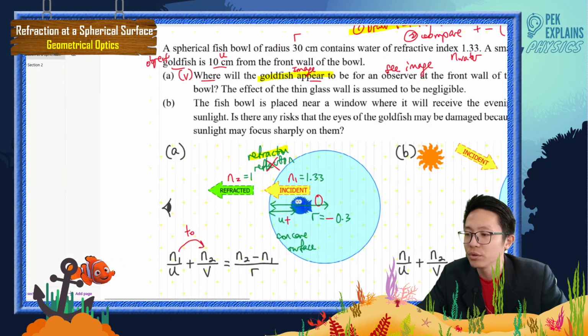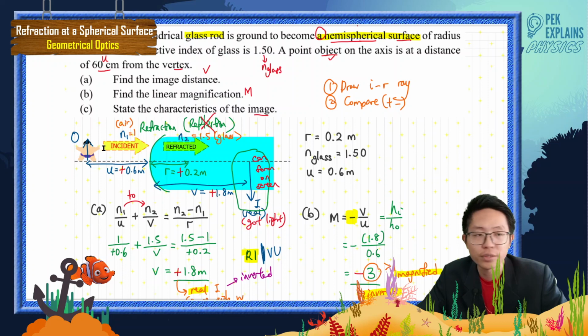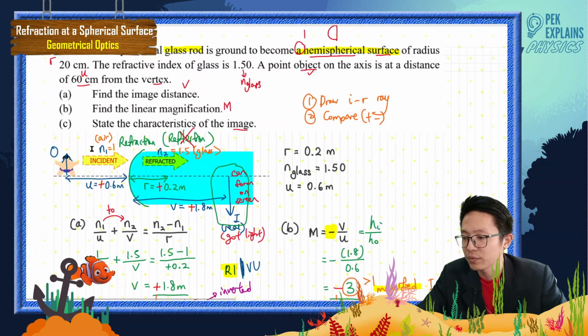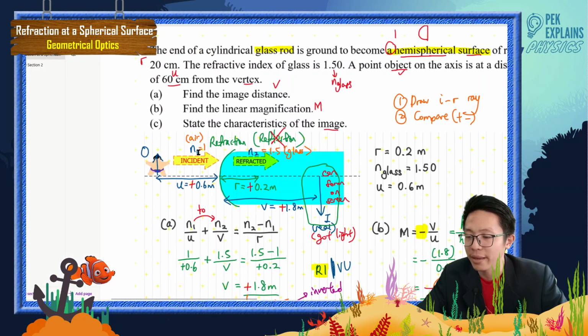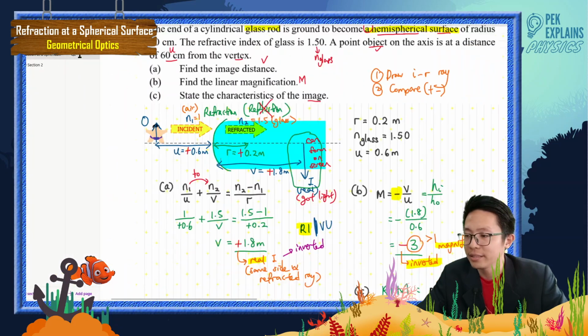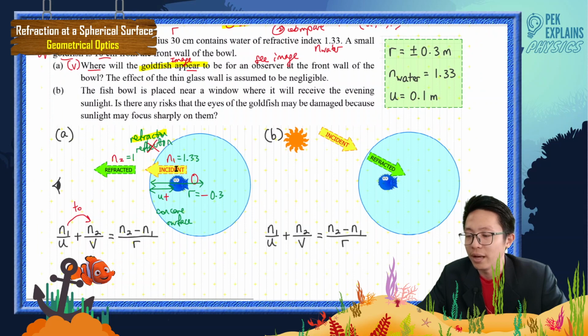Last time the sumo wrestler was from air to the glass, from 1 to 1.5. But this time it is from the water going to the air. That's the difference. Understand or not?